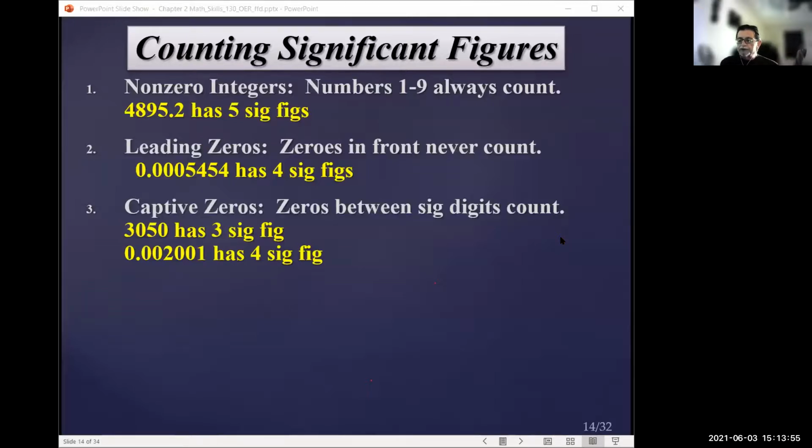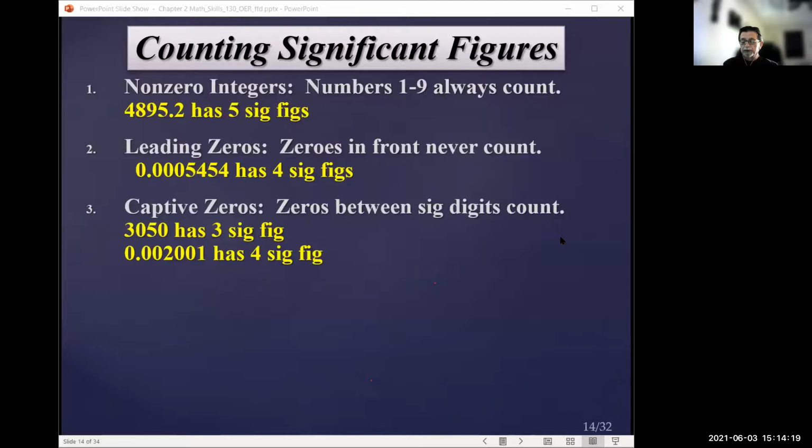Captive zeros, those are zeros that are between integers. They count. They're counted as being significant. So the number 3050 would only have 3 sig figs, because that zero in between the 3 and the 5 would count, whereas a 0 by itself does not count as being significant.